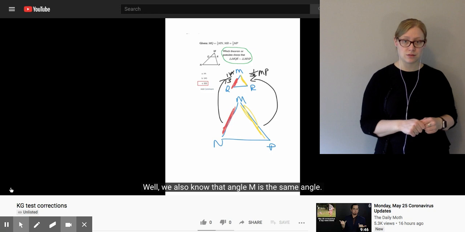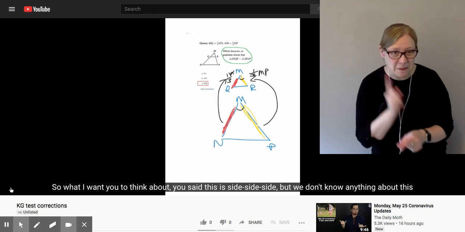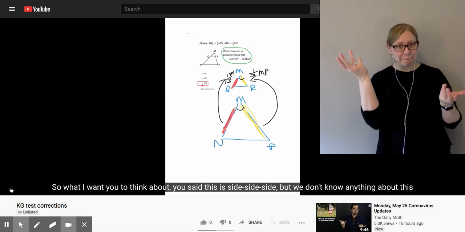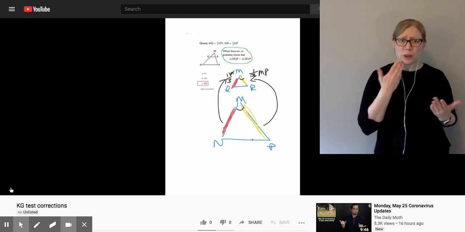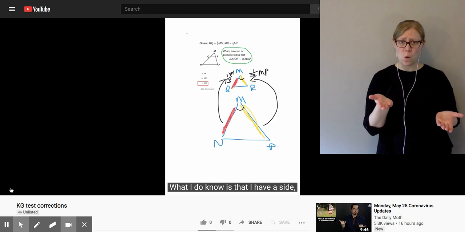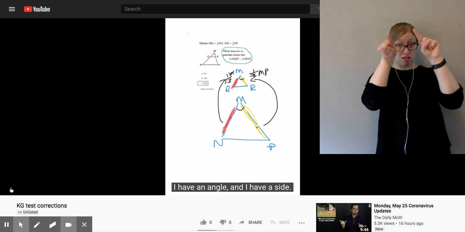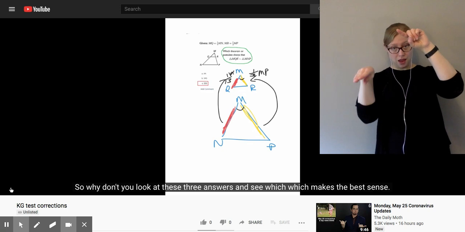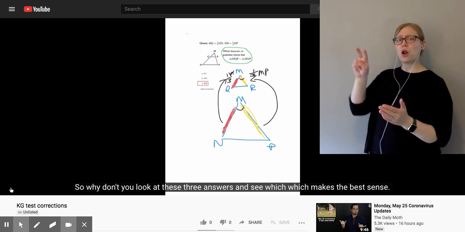Well, we also know that angle M is the same angle, right? So what I want you to think about, you said this is side, side, side, but we don't know anything about this bottom. What I do know is that I have a side, I have an angle, and I have a side. So I want you to look at these three answers and see which makes the best sense.